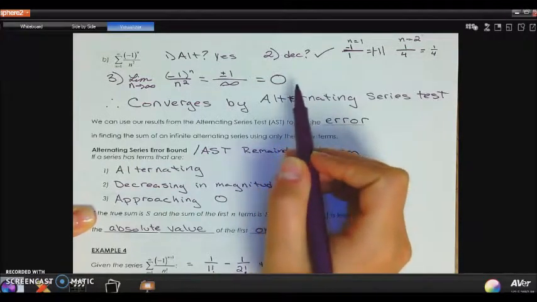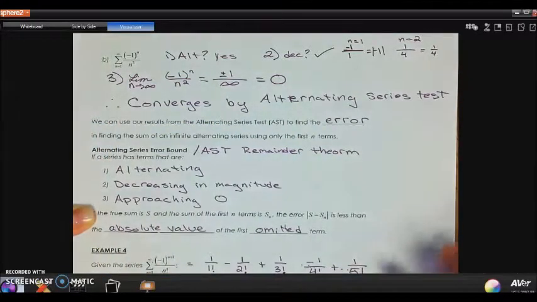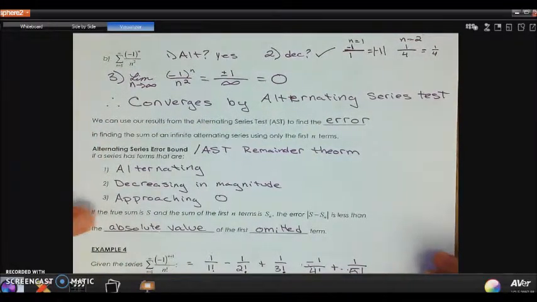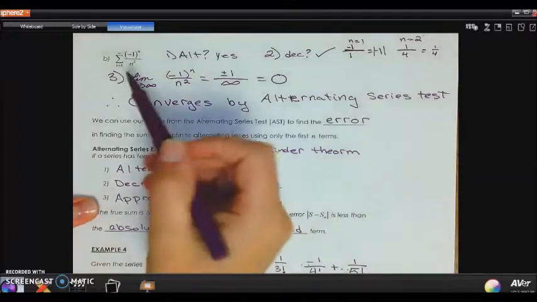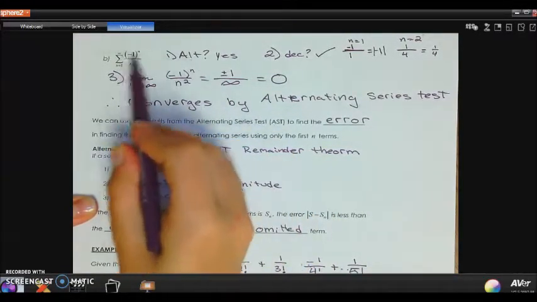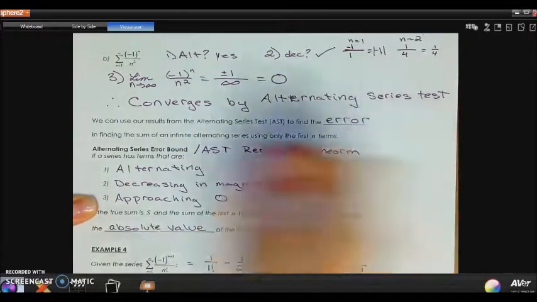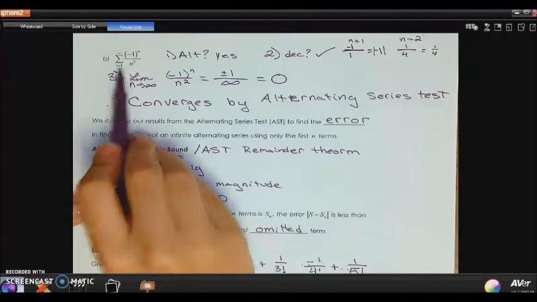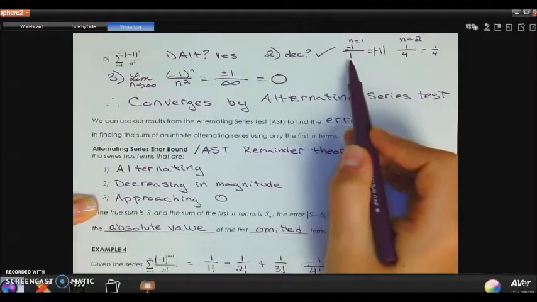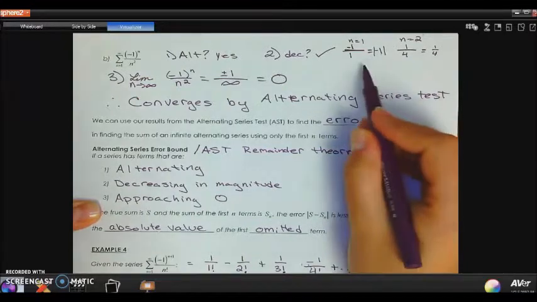So then you're kind of back to, okay, well, what other test can I use? And then hopefully you see that negative 1 and you're like, okay, this is a candidate possibly for alternating series. So you go through and make sure it meets the other requirements. Is it alternating? Yeah, you've got that negative 1 there. Is it decreasing? Well, let's take a look. If you plug in n equals 1, you end up with negative 1 there.